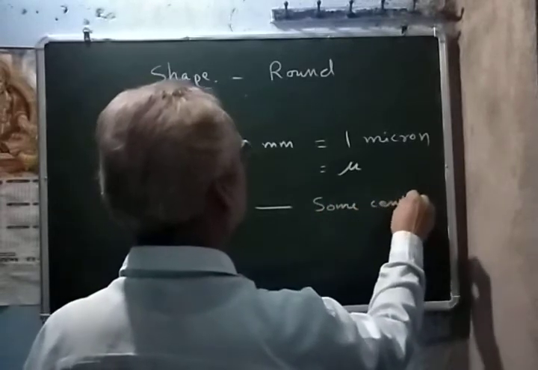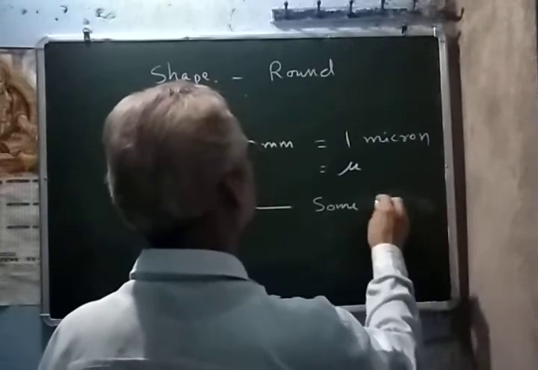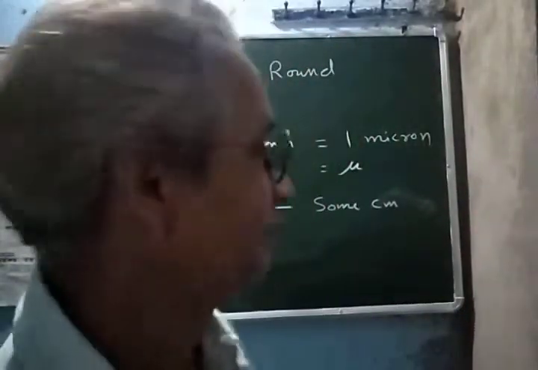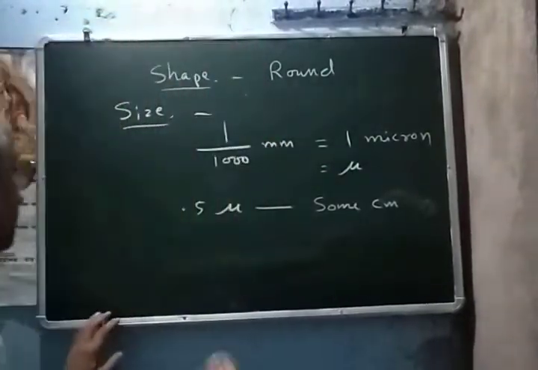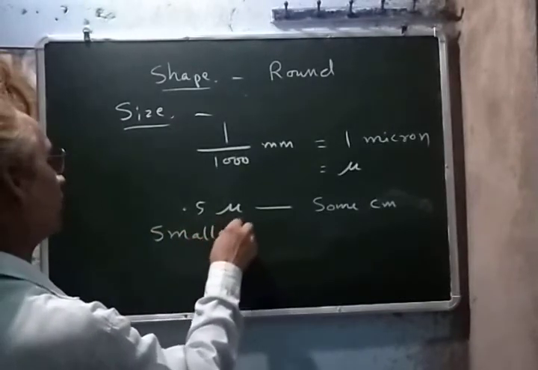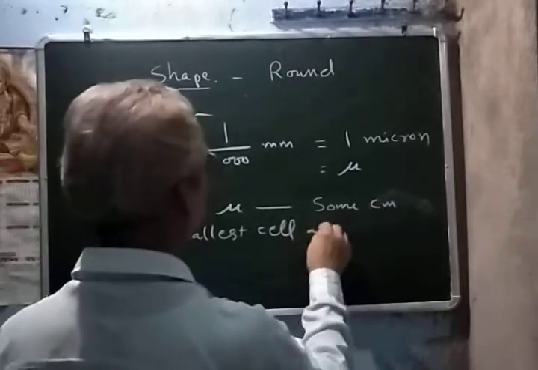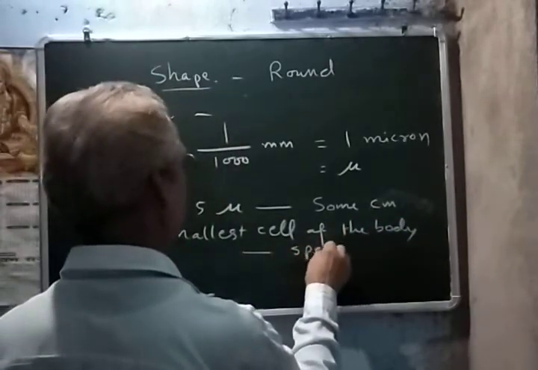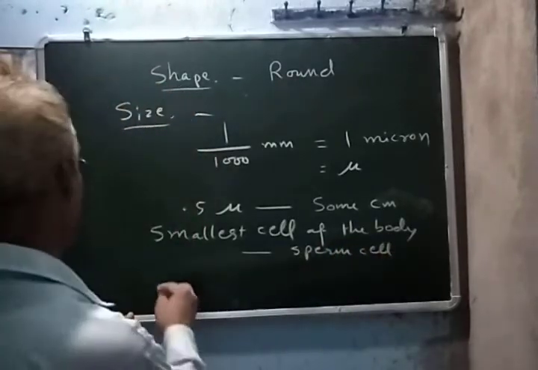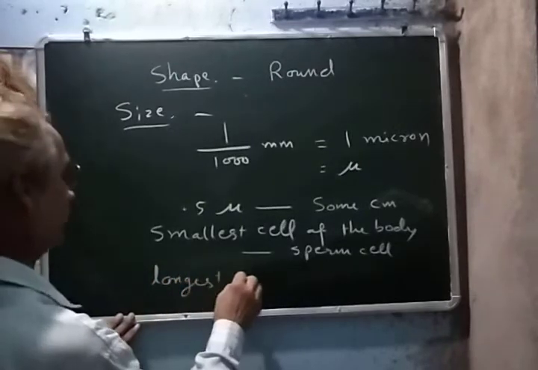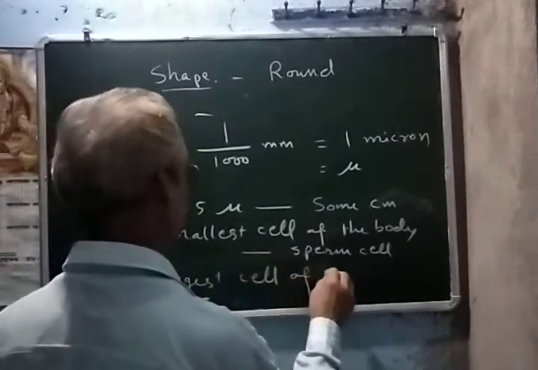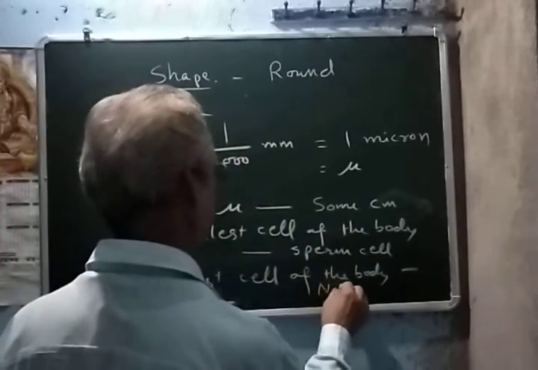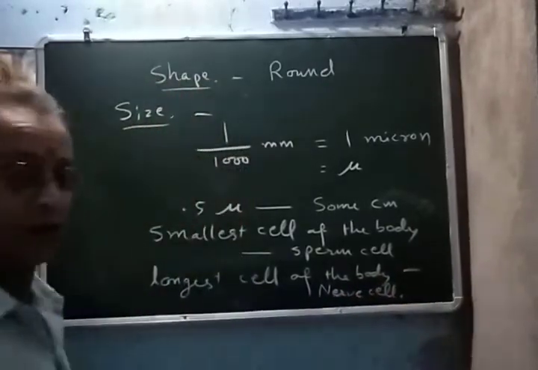Some cells are 0.5 to some centimeters. The smallest cell of the body is a sperm cell, and the largest cell of the body is the nerve cell or neuron.